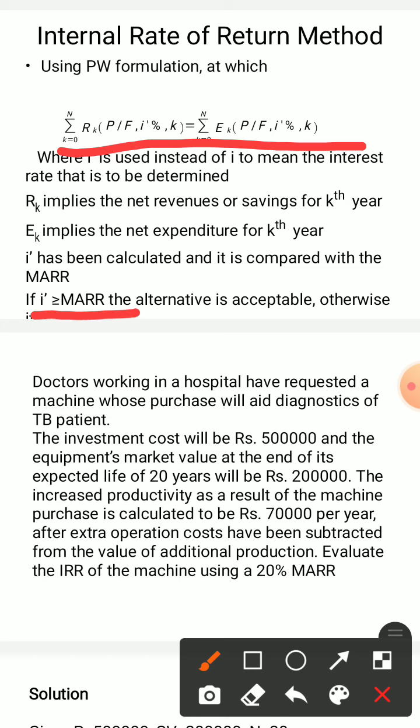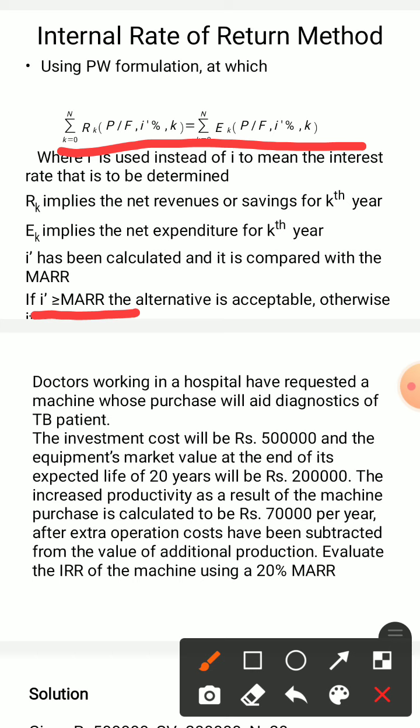Now, how can you calculate this internal rate of return? We can equate this cash outflow and cash inflow, and we can use any method that we studied in the last videos, such as the present worth method, annual worth method, or future worth method. You can use any of these three methods to equate the cash inflow and cash outflow. Here we used the present worth method.